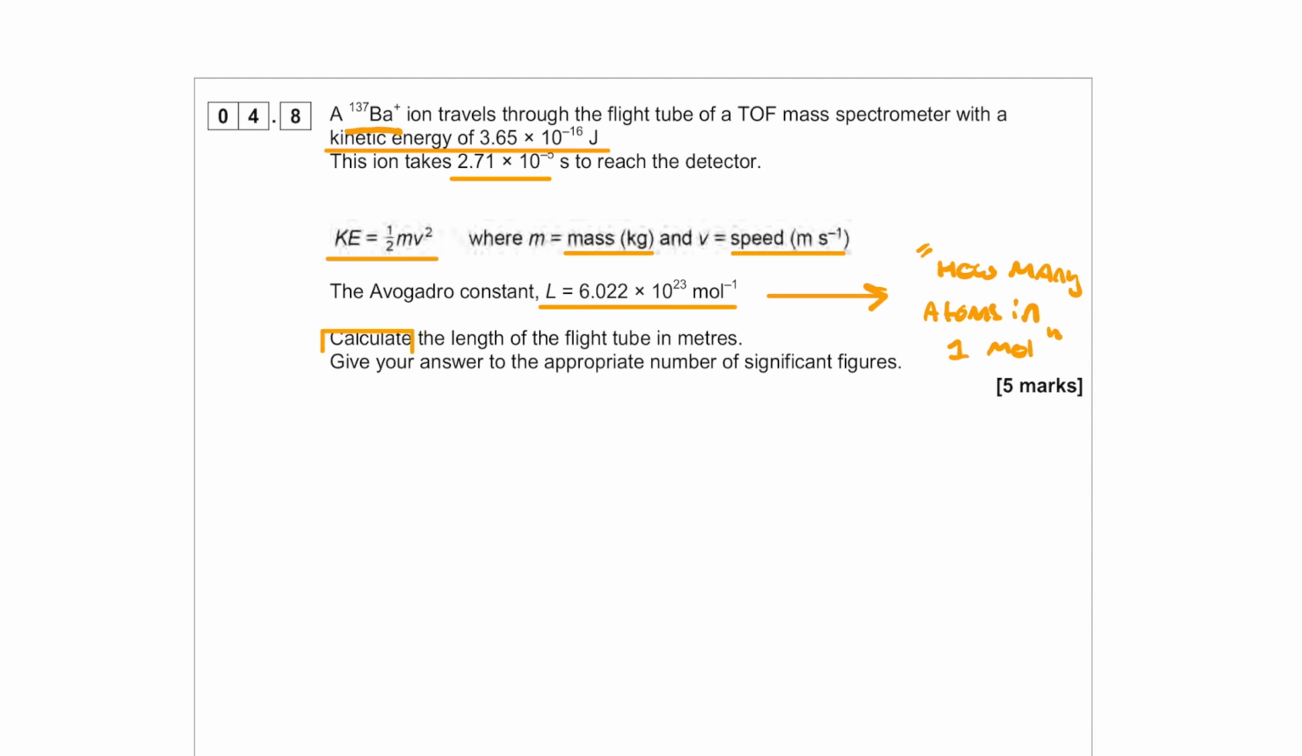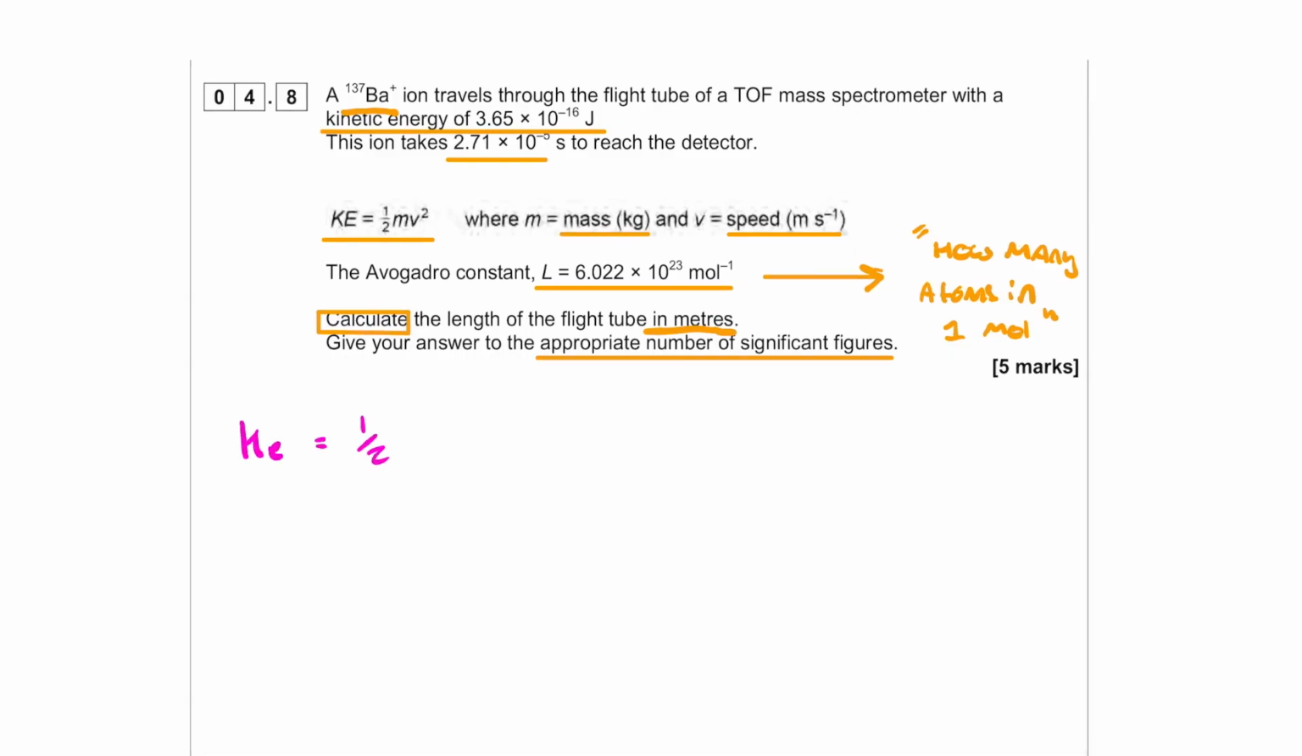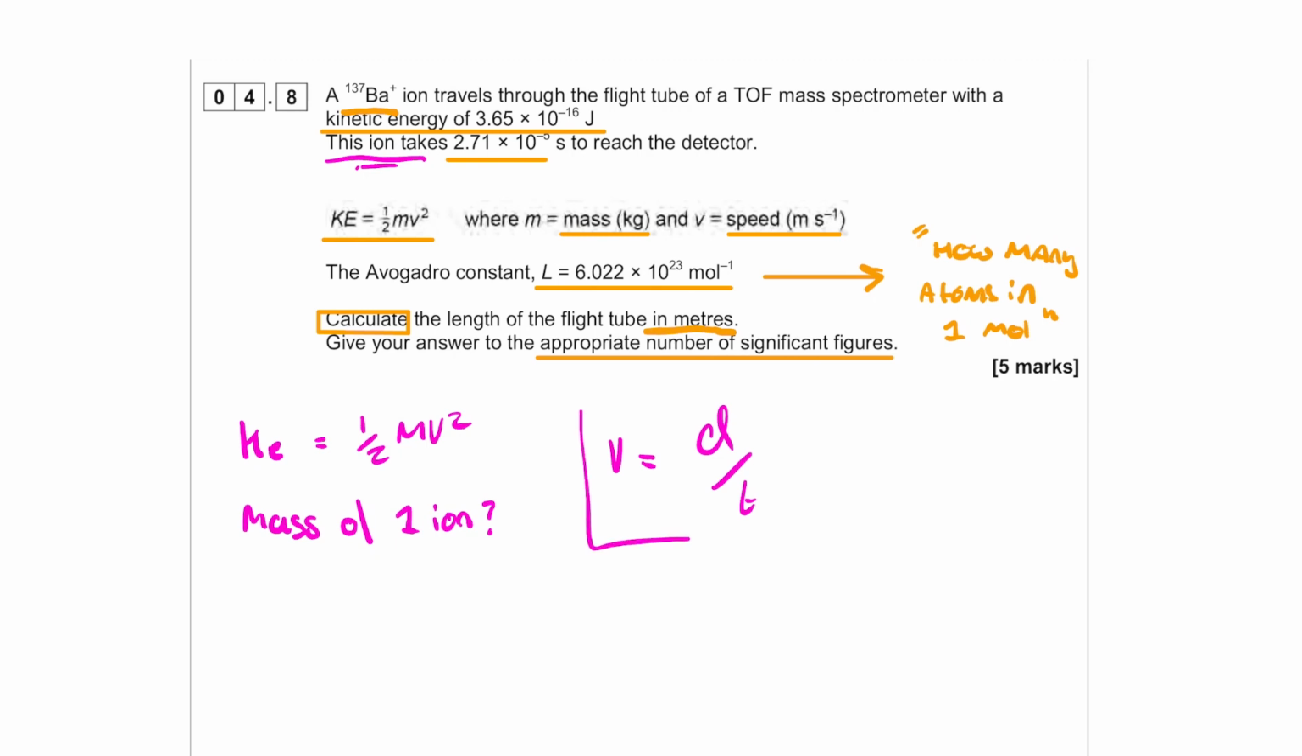Now, command word, calculate in meters the length of the flight tube and give your answer to an appropriate number of significant figures. Let's scribble down everything we know. Kinetic energy is a half mv squared. Considering we're talking about 1 ion, we're probably going to need to know the mass of it, so then we can know the velocity of it, and we already know the kinetic energy. And how do we link that to distance? Well, velocity equals distance over time, or speed equals distance over time. And this is the missing link, if you will, that isn't written down.